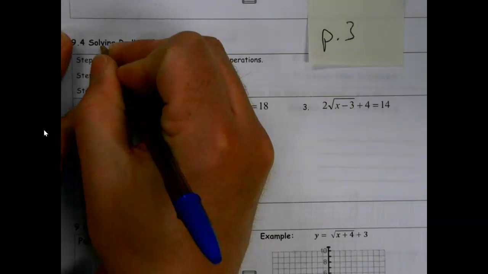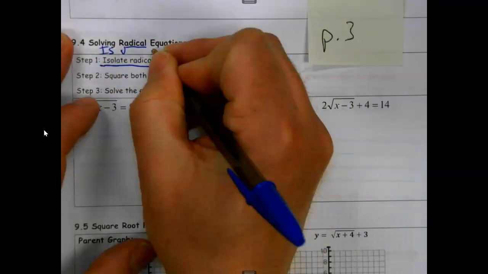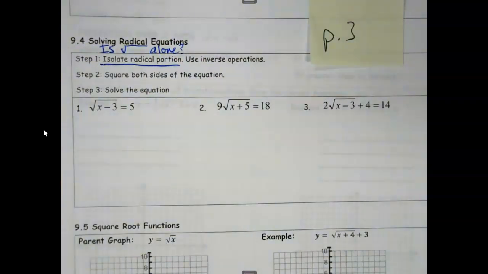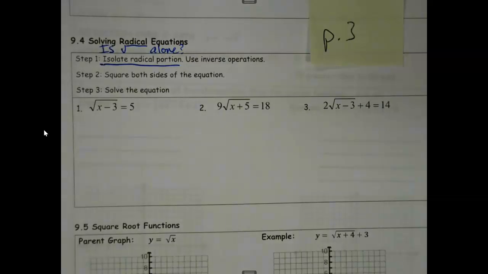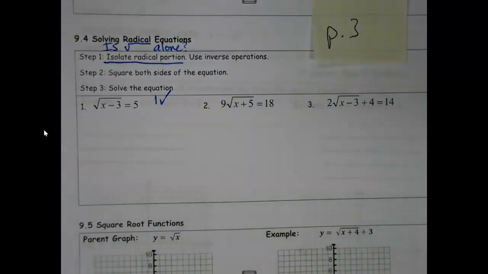Okay. This is asking, is the square root, is the radical alone? Okay. If it is already, like it is in number 1, we don't have to do step number 1. But if it's not, which we'll see in steps 2 and 3, then we got to do a step here. But we'll get to that when we get to it. So, for this first one, step 1 is done. Okay, we don't have to do that. Step 2.